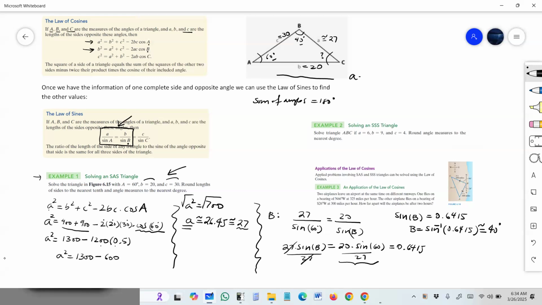So I know that angle A plus angle B plus angle C is 180 degrees. I already know what A is, and I already know what B is. So the two add up to 100, right? 60 plus 40. Obviously, I'm rounding. Subtract 100 from both sides, and we get that C is 80 degrees.